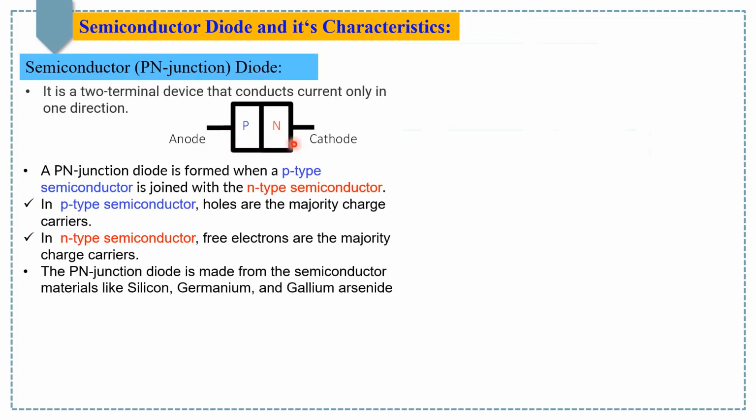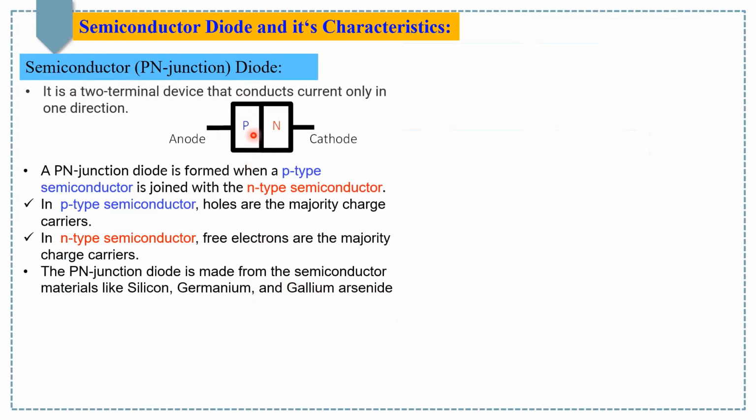First, what is a semiconductor or PN junction diode? It is a two-terminal device that conducts current only in one direction. It is formed when P-type semiconductor is joined with N-type semiconductor. In P-type semiconductor, holes are the majority charge carriers. In N-type semiconductor, free electrons are the majority charge carriers. It is made from semiconductor materials like silicon, germanium, and gallium arsenide.